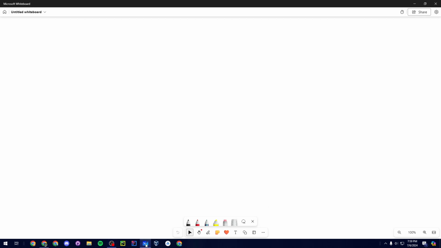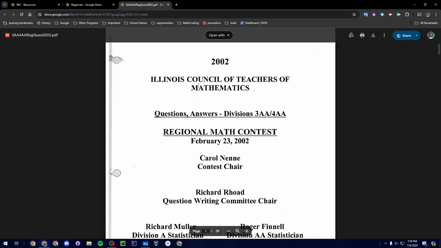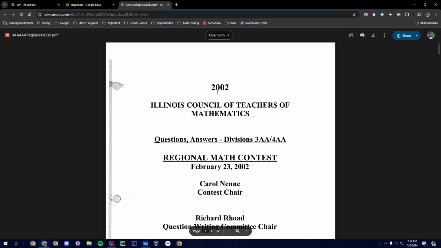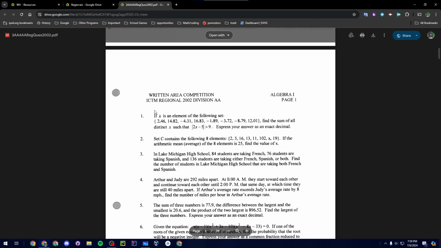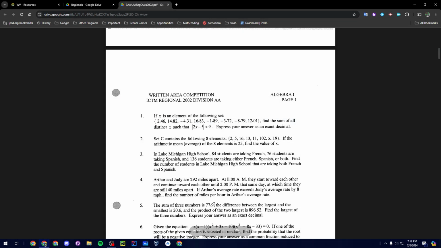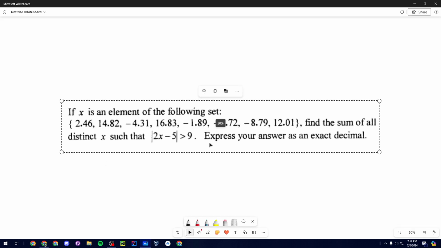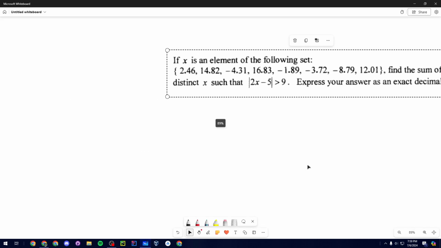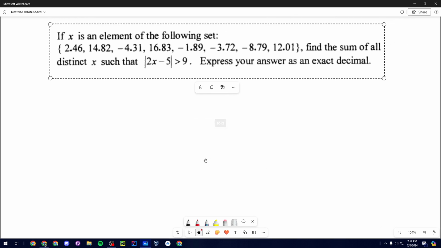Hello, this is the... wait, what is this? This is the 2002 Regionals Maths Contest Live Solve. It's going to be the same format as the other Live Solve. I haven't seen these problems before, so this is kind of my raw thought.